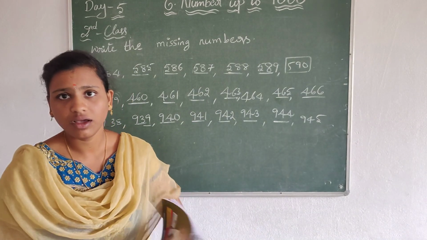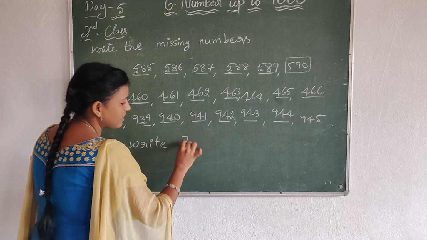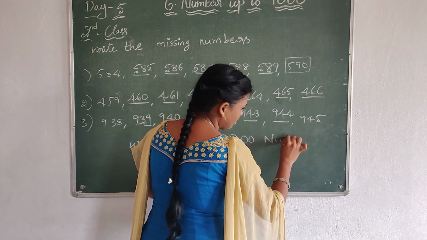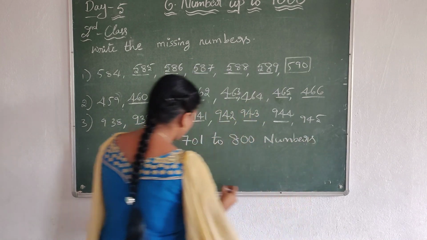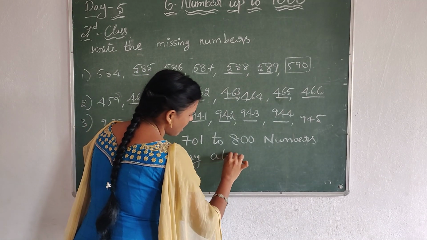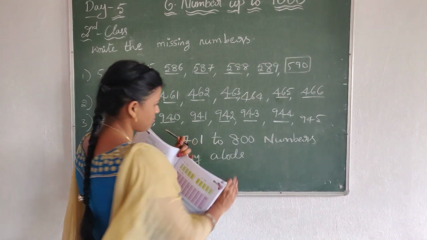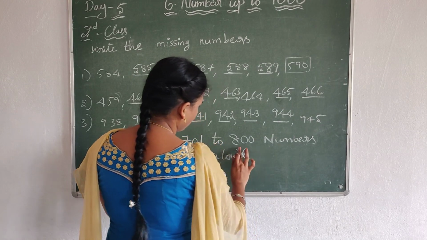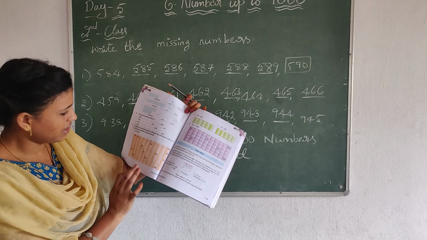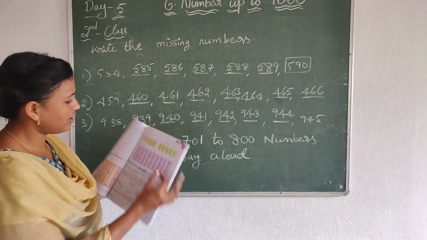All of you write down from 701 to 800 numbers and say it loud. It has some numbers missing in the middle, so you complete all the numbers.